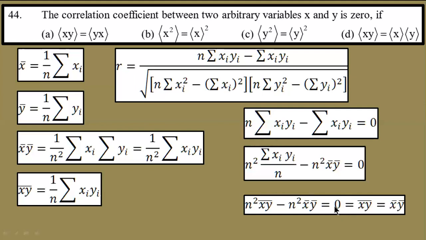Now it is already equal to 0, so that means the average of xy is equal to the average of x into the average of y. Okay, so this is nothing but this equation. The answer is D. So this is another way to write the average. Either you can write it in terms of a bar or in this kind of bracket also, you can write the same thing. So this is important.